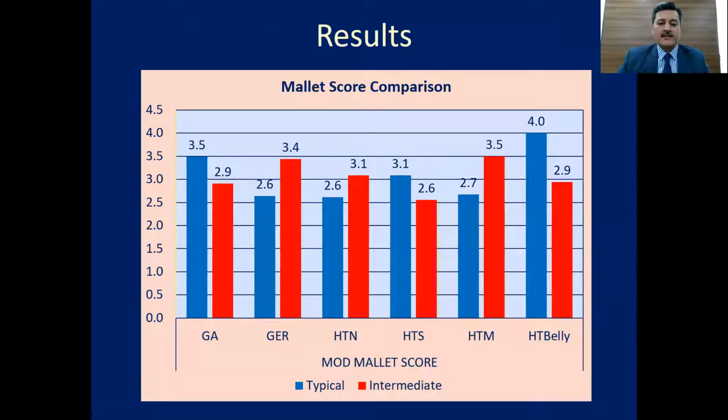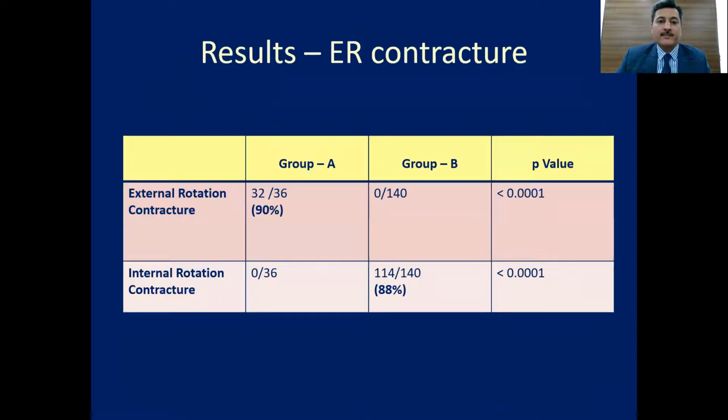In results, we observed that the modified Mallet score was statistically different in typical and intermediate palsy, while global abduction was significantly less in intermediate palsy and global external rotation was significantly more. All the patients in intermediate palsy could not reach the midline, or their hand-to-belly function was 2.9, but it was normal in typical Erb's palsy. 90% of patients developed external rotation contracture in group A, while internal rotation contracture was seen in 88% of patients of group B. None of the patients in Erb's palsy had external rotation contracture.